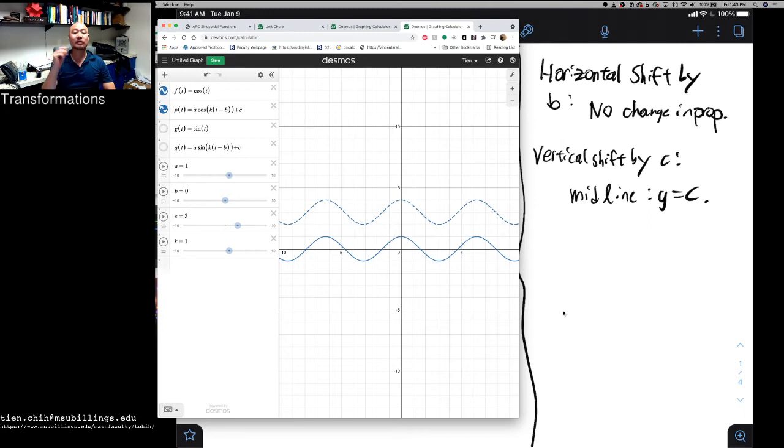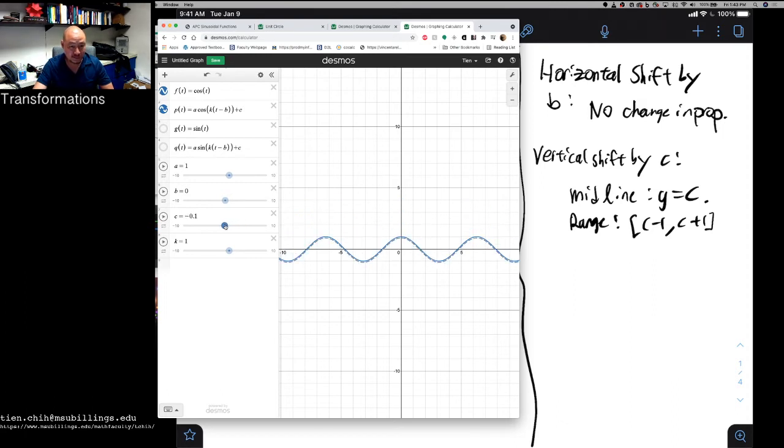And the other thing that changes also is the range, right? The domain is still all real numbers, but the range, now instead of going from -1 to 1, in this case, the blue dotted line here is going from 2 to 4. In general, the range is going to be the midline minus 1, the midline plus 1, right? So let's bring you back down to 0.